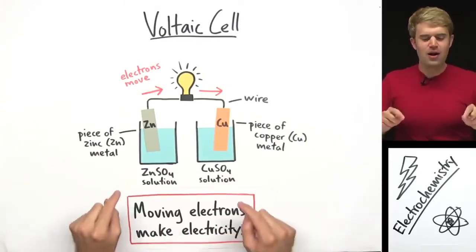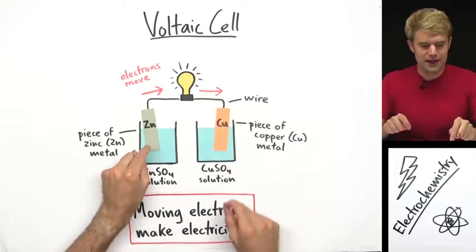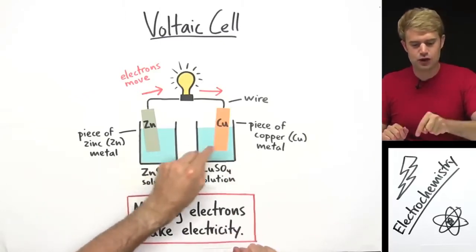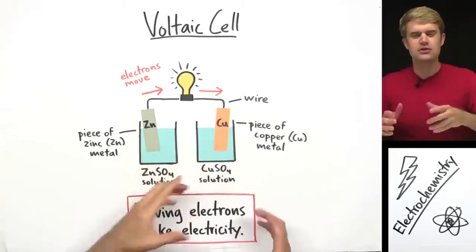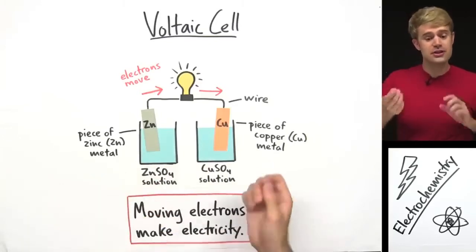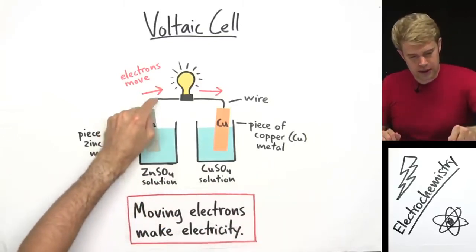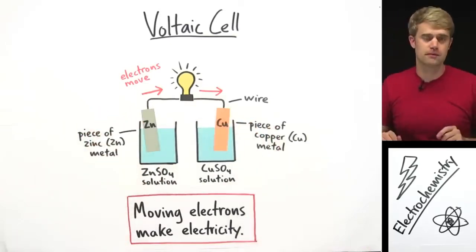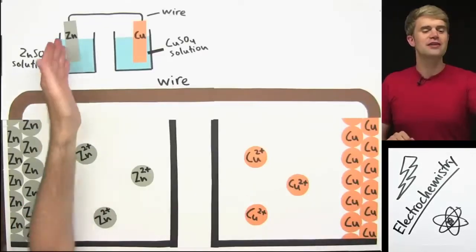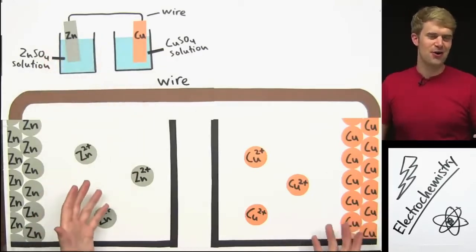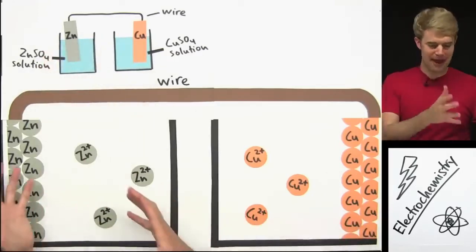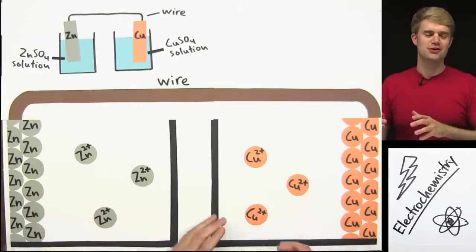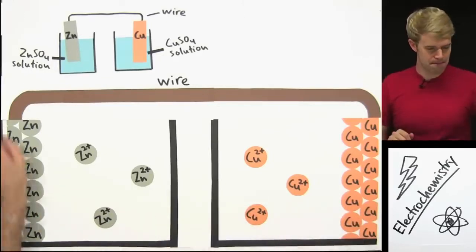Now, I want to zoom in so that we can see the atoms and electrons in the metal and in the solution and understand what's causing electrons to move along this wire and create electricity. Here's our magnification of the different parts of the voltaic cell. We can see some of the atoms in the metals and in the solutions. So let me show you what's what.